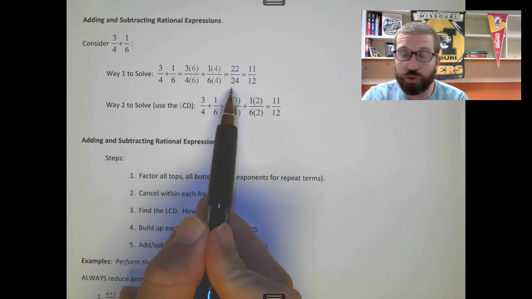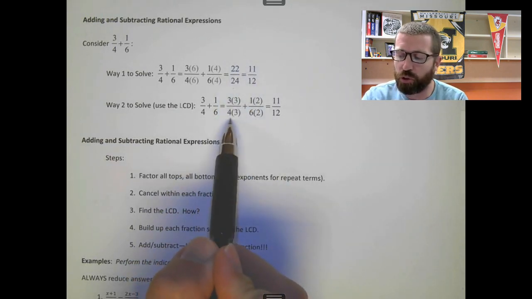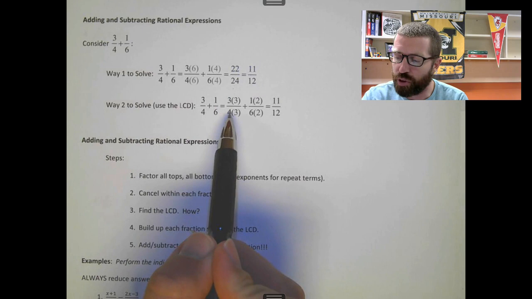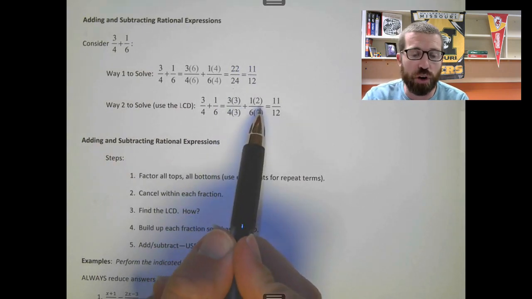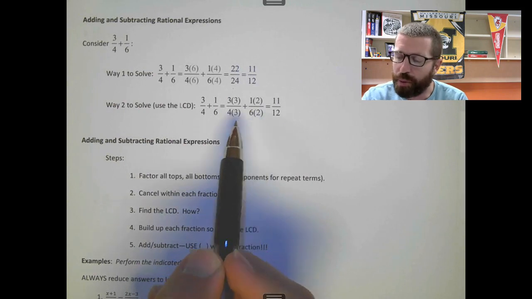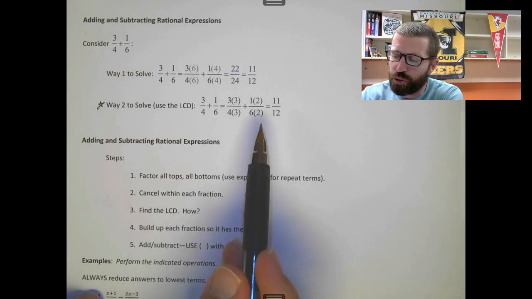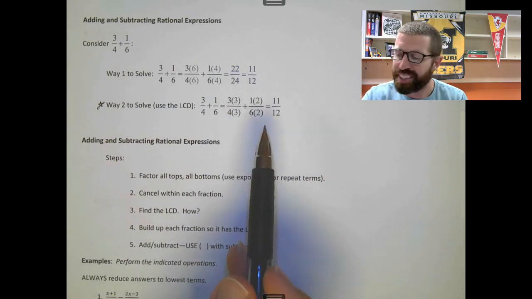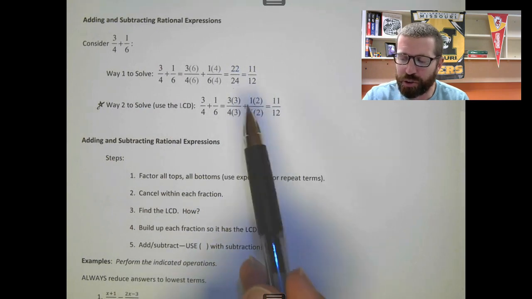So instead of using 24 for the common denominator, you can use 12. So that means multiplying by 3 on the first fraction, and multiplying by 2 on the second fraction. And this way is more efficient, right? Like it's a little bit shorter. There's one less step. And when you're adding these two numbers, it's not that big of a deal.